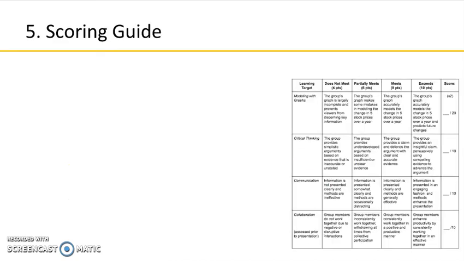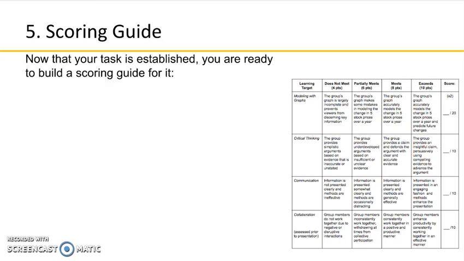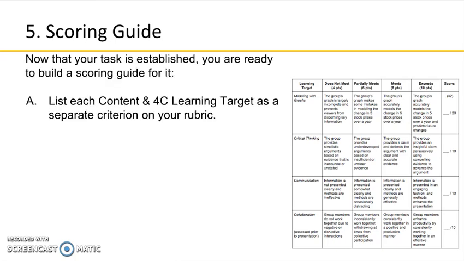So now that you're ready for step 5, you've developed your task prompt and you know obviously the things that you're going to be assessing, we're ready to build an actual scoring guide for it. And there are essentially 4 steps to consider when building a scoring guide. The first one is the easiest one. You'll want to list your content and 4C learning targets as separate criteria on your rubric. And we'll go through each of these steps in a moment.